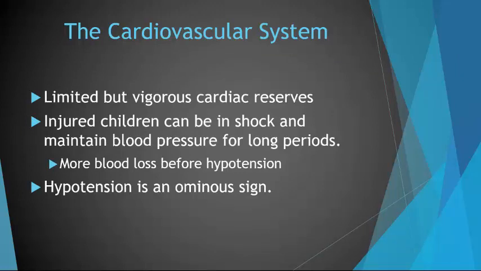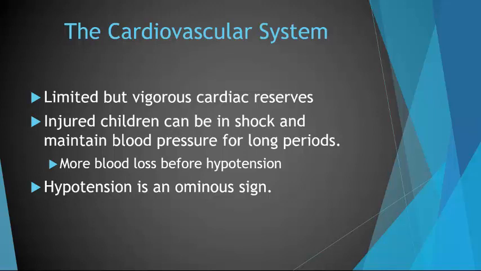In the cardiovascular system, children have limited but vigorous cardiac reserves. They've got a proportionally larger circulating blood volume compared with adults, which means that they're able to compensate in shock pretty well until they don't, and then they crash. Absolute blood volume is less, approximately 70 mL per kg. Injured children can maintain blood pressure for longer periods than adults, even though they are in shock.